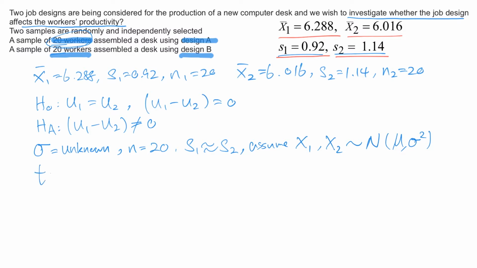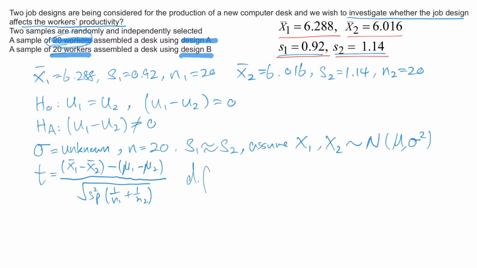And our test statistic from your slide would be of the following. Degrees of freedom would be n1 plus n2 minus 2, and our variance would be as follows.